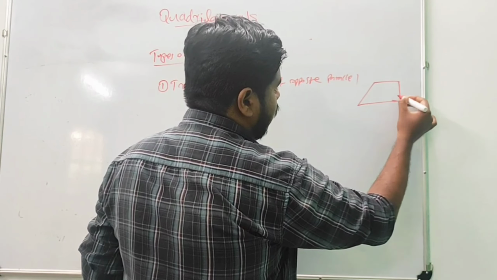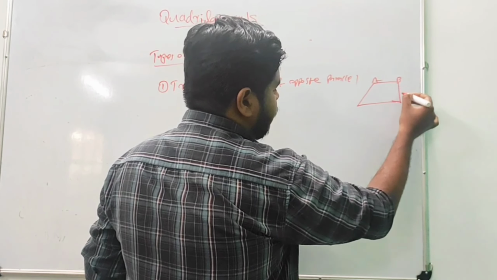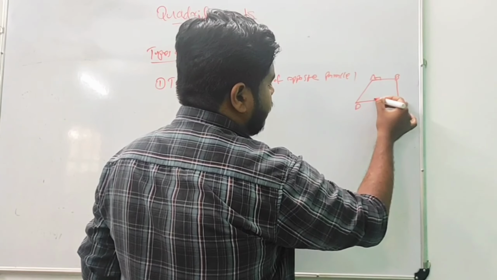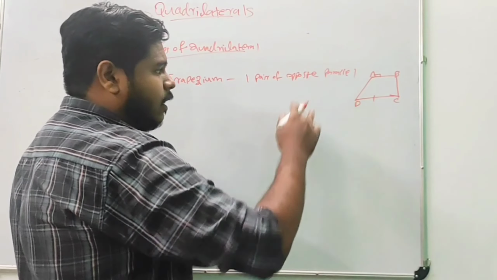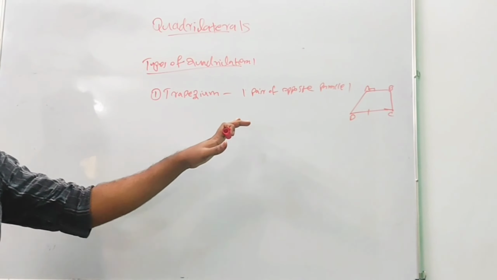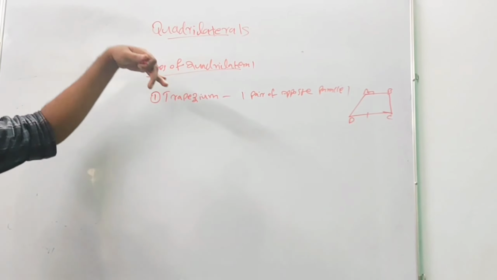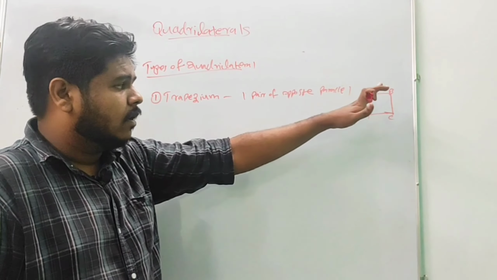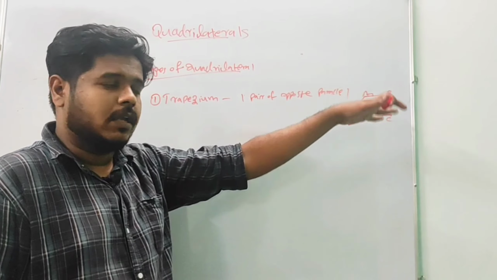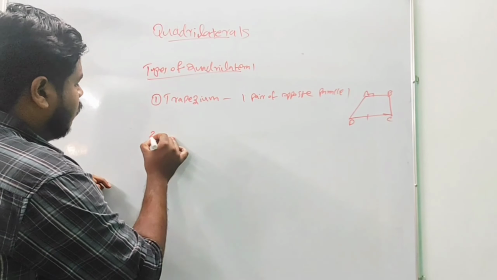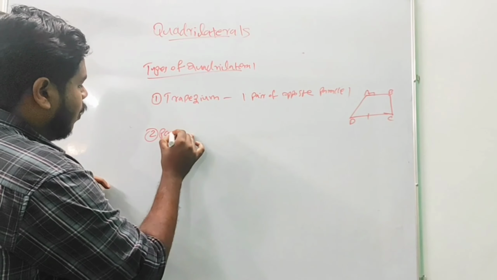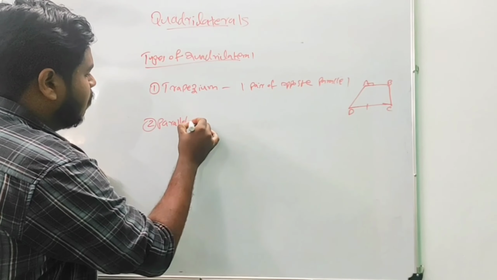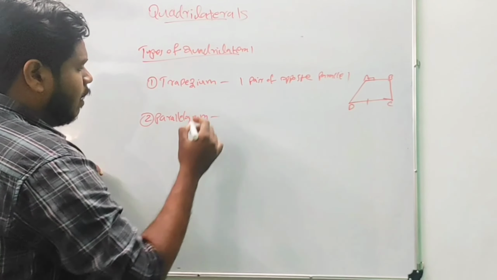In this one, AB and CD are parallel. AD and BC are non-parallel. So one pair of opposite sides is parallel. This is a trapezium. All other properties are the same: the sum of the four angles is 360 degrees, with four vertices and four angles. Then we can study the parallelogram. It is an important type of quadrilateral.